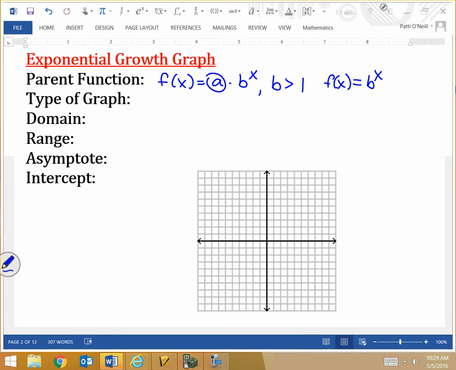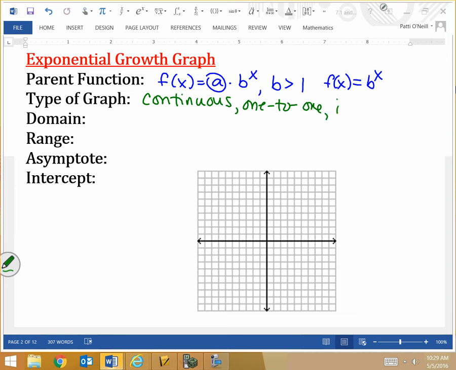I'm going to have you put a few descriptors down as far as the type of the graph goes. We're going to call this graph continuous, and that means it has no holes in it or gaps. We're going to call this graph 1 to 1, and we talked about that earlier in the year, about what that actually means, and the fact that 1 to 1 means it passes both the vertical and horizontal line test. For every domain value, there's one range value, and for every range value, there's one domain value.